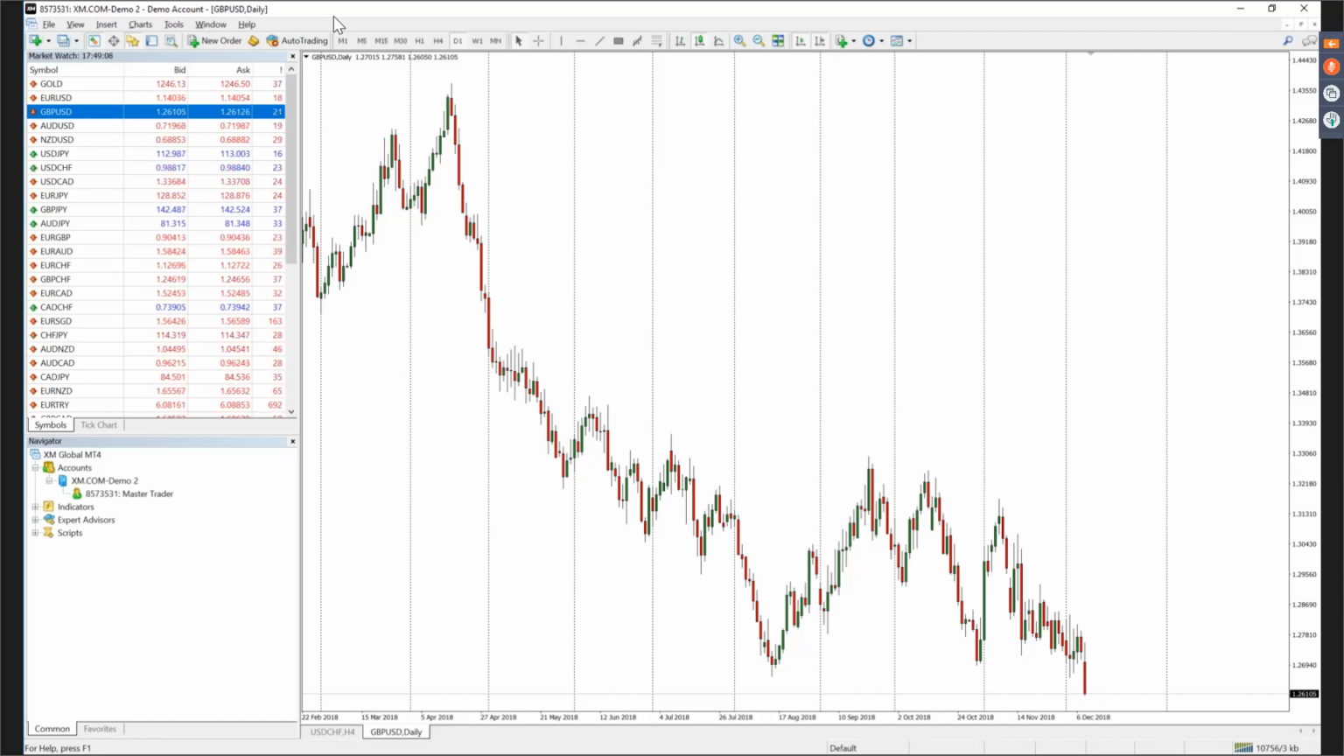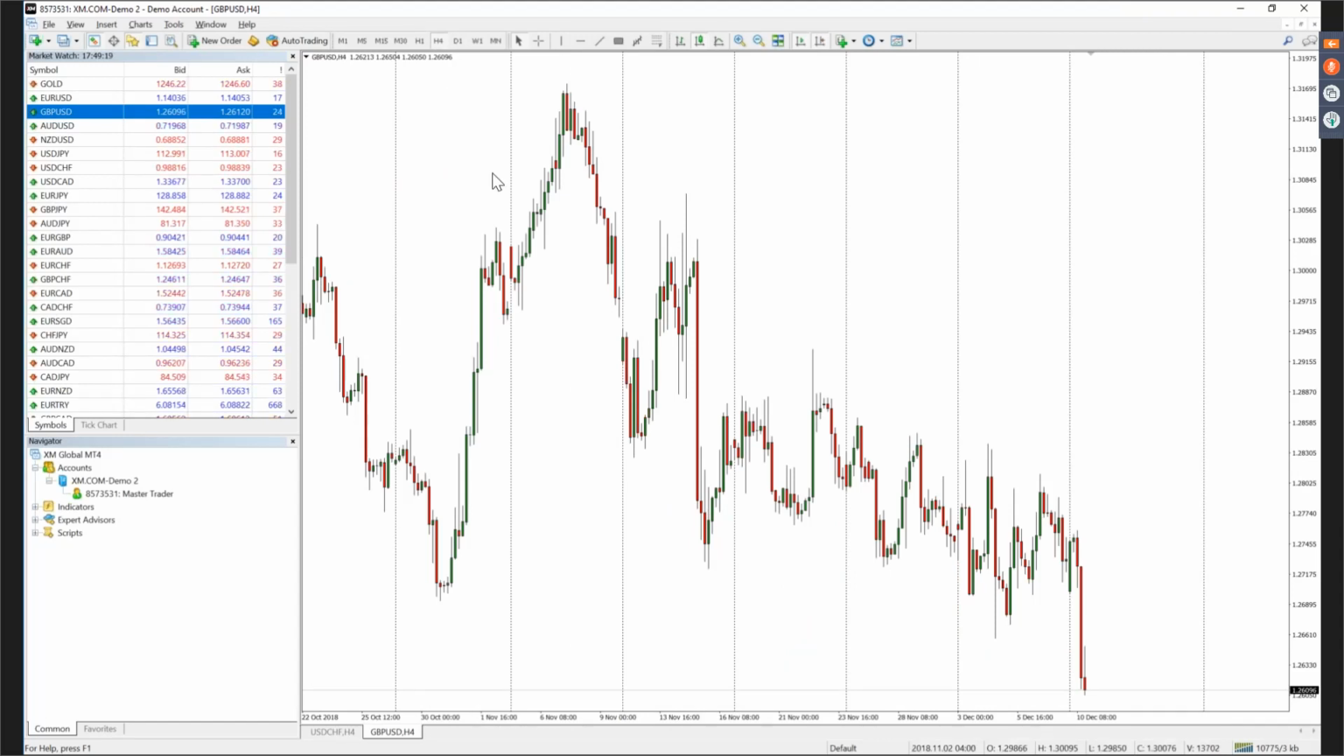So someone was saying sterling GBP is going down, bottom seeking. I don't know about bottom seeking. I know that right now it's going down. Yes?